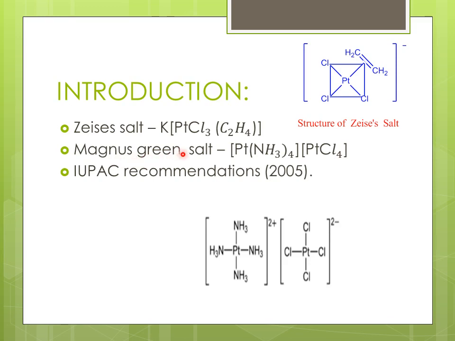Later, so many compounds were synthesized and prepared in the laboratory, so there was a lot of confusion. To avoid that, there is the IUPAC nomenclature, that is, the International Union of Pure and Applied Chemistry, which has given some rules to be followed. This is the revised rule of the year 2005 on how to name coordination compounds. So let's see what the rules are.